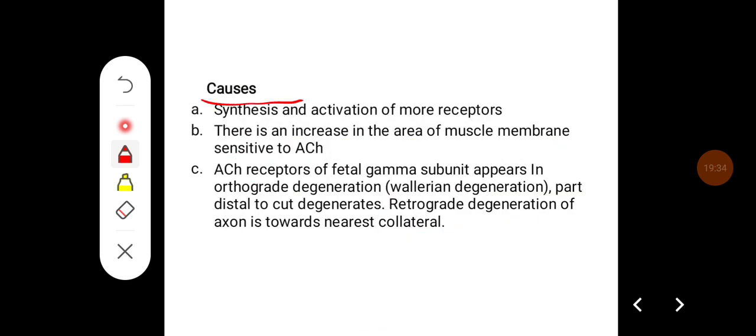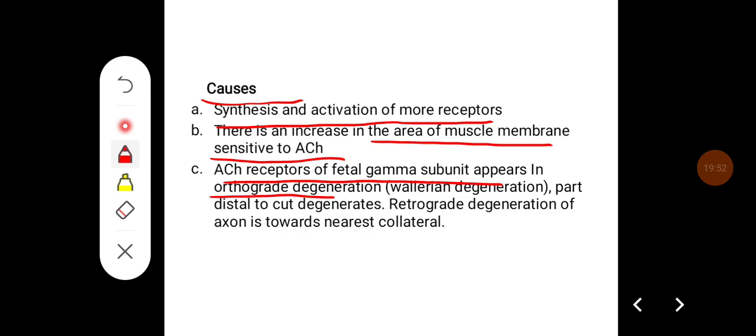Some of the causes for denervation hypersensitivity are synthesis and activation of more receptors. There is an increase in the area of muscle membrane sensitive to acetylcholine, and acetylcholine receptors of fetal gamma subunits appear. Orthograde degeneration, that is Wallerian degeneration, is where the part distal to the cut degenerates. Retrograde degeneration of the axons is towards the nearest collateral.